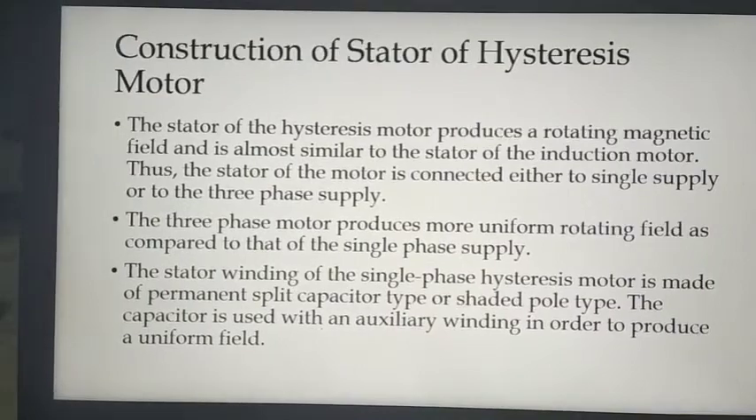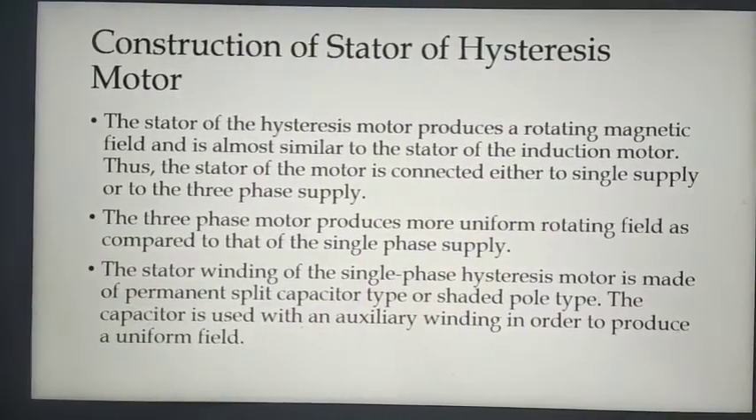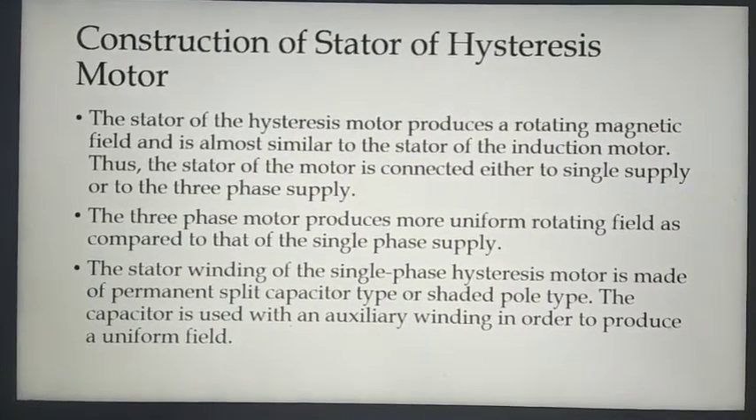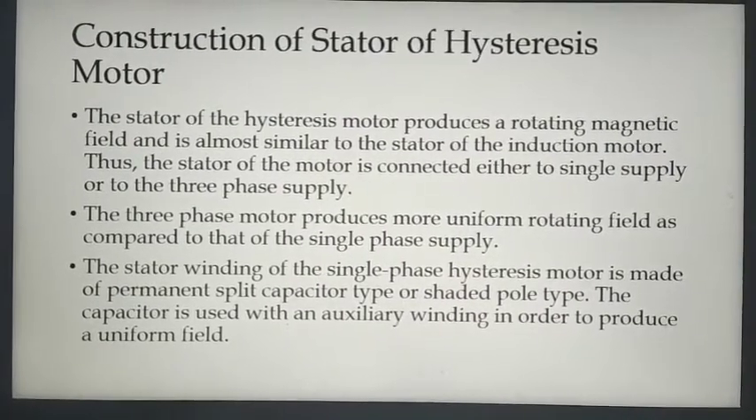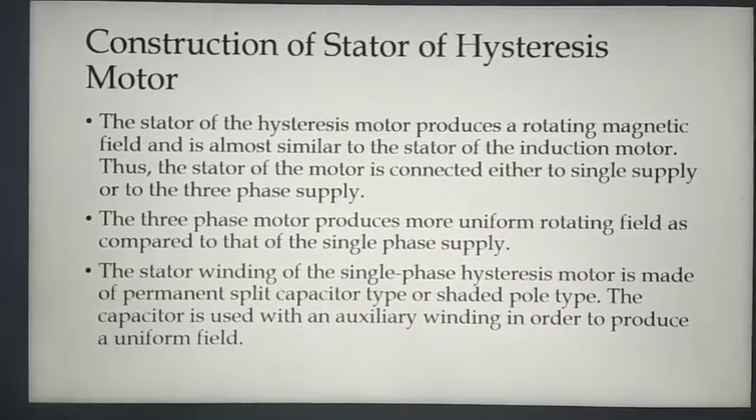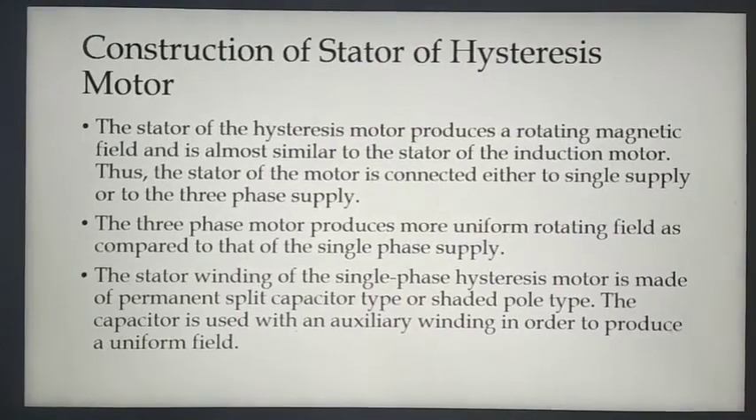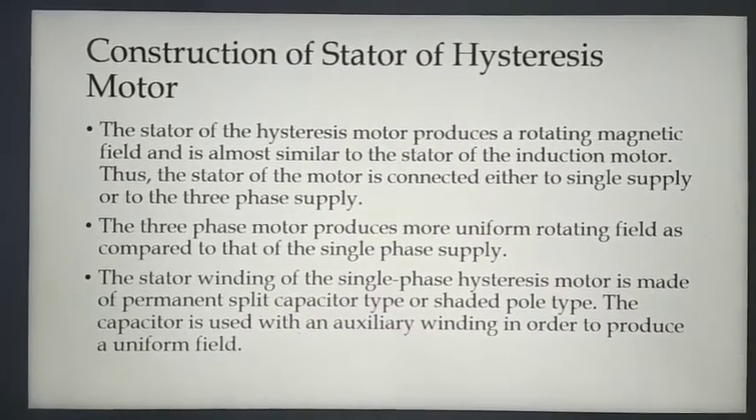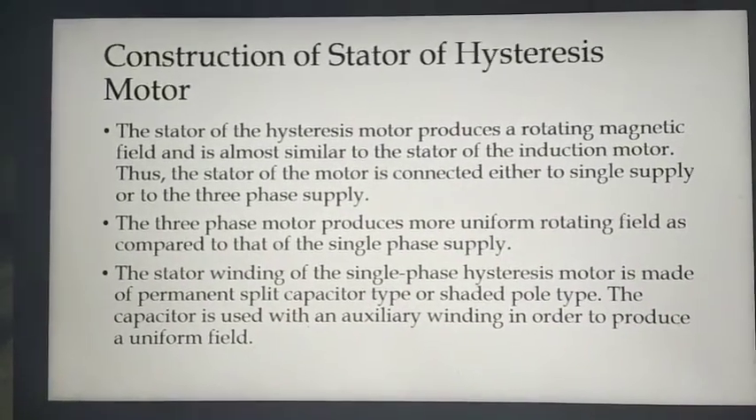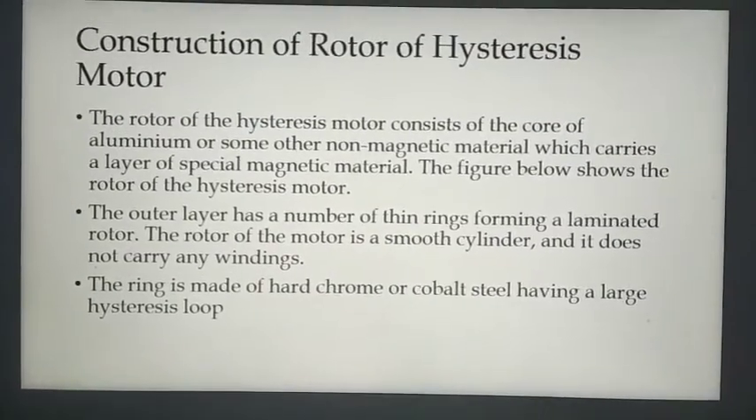Construction of hysteresis motor. The stator of the hysteresis motor produces a rotating magnetic field and is almost similar to the stator of an induction motor. The three-phase motor produces a more uniform rotating field compared to that of a single-phase supply. The stator winding of the single-phase hysteresis motor is of the permanent split capacitor type or shaded pole type. The capacitor is used with the auxiliary winding in order to produce a uniform field.